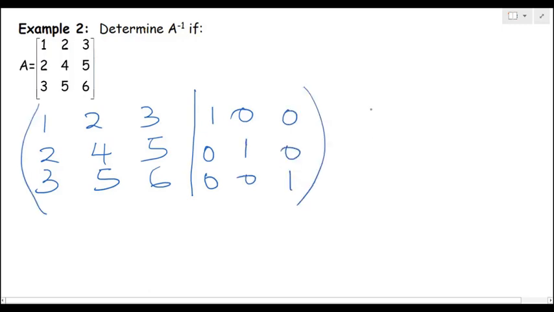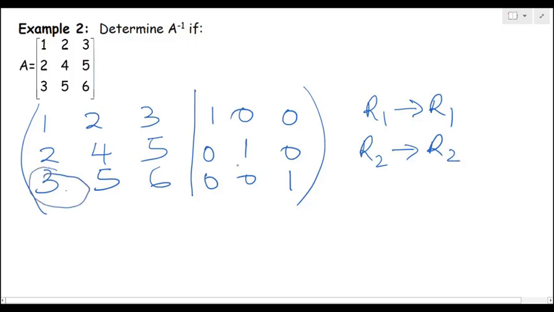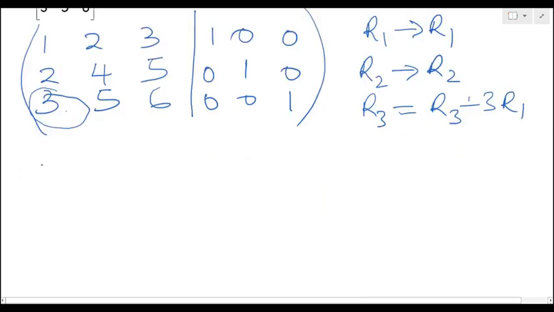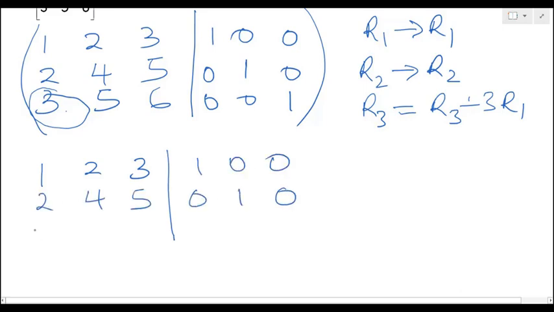What we're going to do is maintain row 1 as it is, and row 2 we also retain as it is, whereas we make this 3 a 0. For us to make the 3 a 0, row 3 becomes row 3 plus minus 3 row 1. Hence we have row 1 and row 2 remaining, so we have 1, 2, 3, 1, 0, 0, 2, 4, 5, 0, 1, 0. Then row 3 becomes a 0. Then we have 5 minus 6 becomes minus 1, and 6 minus 9 becomes minus 3. On the other side we have minus 3, this is a 0 and this is 1.